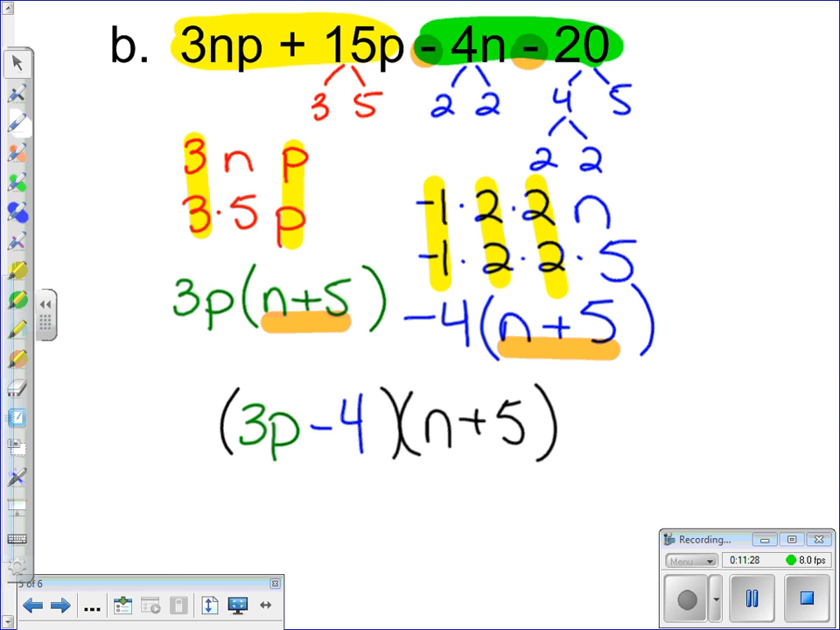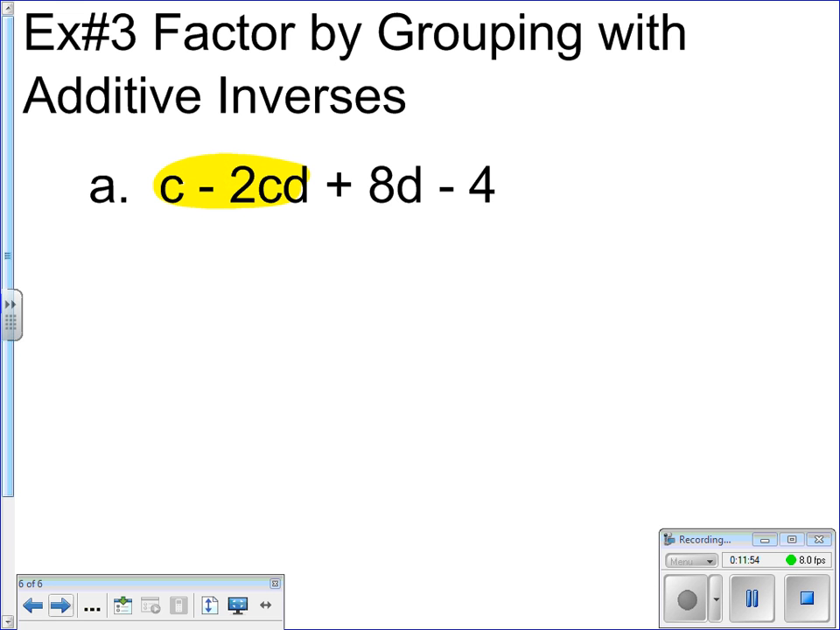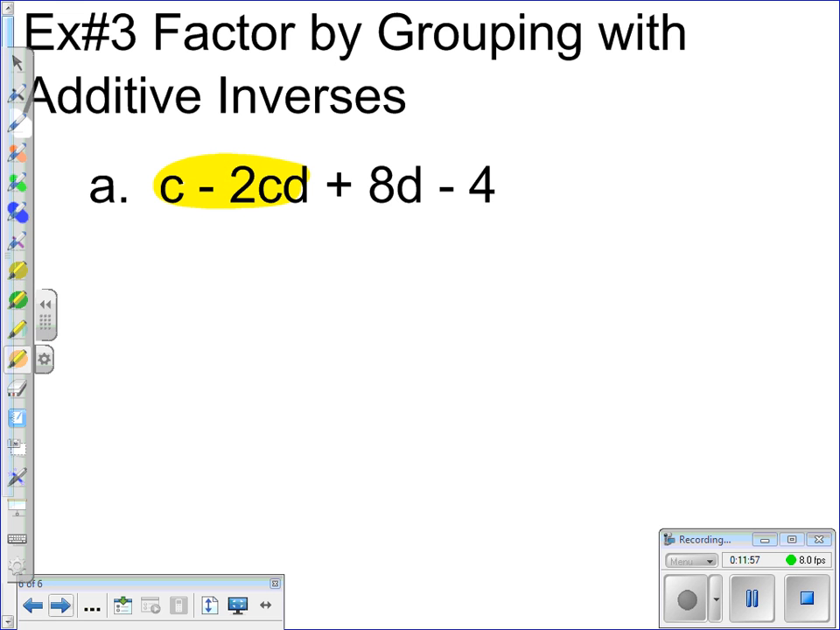All right, we'll try another one. Again, see if there's anything that goes into all four. If there's not, start looking to see which two you would like to group together. All right, so if you group the first two again, at least they have a C in common. That's one thing. And if you're going to put the second two together, 4 looks like it goes into both numbers there.